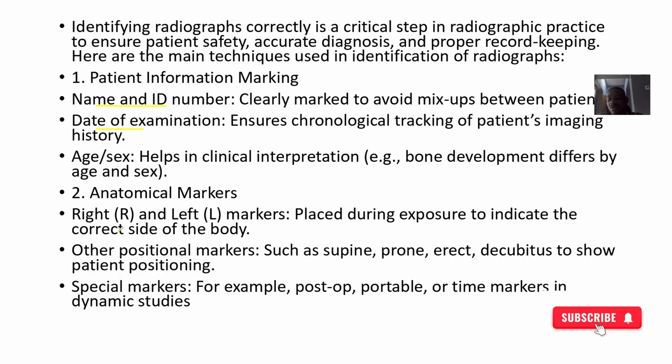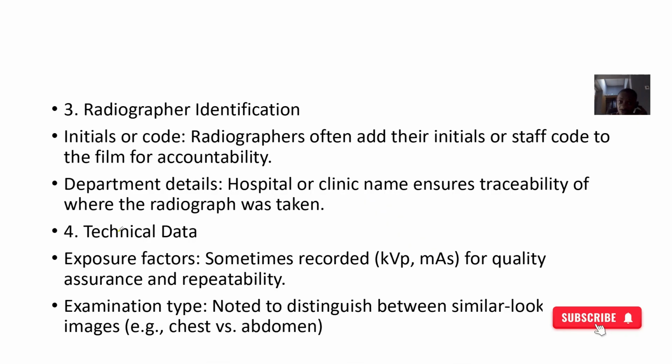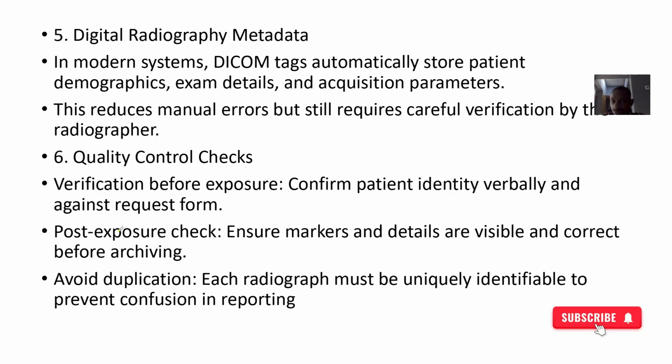Then other positional markers: you have to know if the patient was facing up or down, erect or decubitus, and all of that. Then radiographer identification, initials or code. Radiographers often add their initials or staff code, department details, and technical data, as you are trying to look at how much the exposure was, and the examination type. You're trying to look at what part of the body was actually imaged.